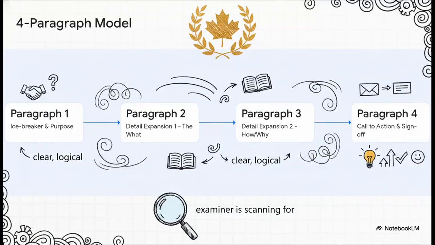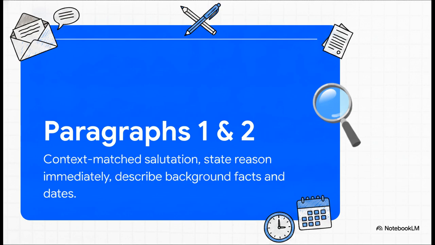Once your tone and purpose are totally locked in, you move to Step 2 of the mind map, building the structure. You are going to use this golden 4-paragraph model every single time. Why? Because it guarantees a clear, logical, Canadian-style progression of thought. It completely prevents you from rambling and ensures you hit every single requirement the examiner is scanning for. Let's break down the first half of this model.